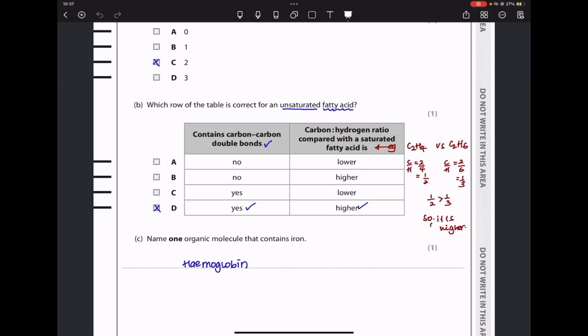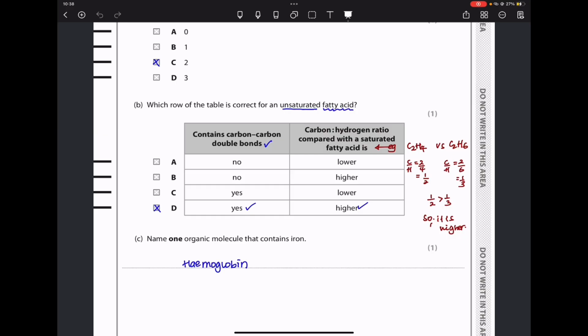Here they say which row of the table is correct for an unsaturated fatty acid. So the first part says contain carbon-carbon double bonds, that's true. And then the carbon to hydrogen ratio compared with a saturated fatty acid. Here I gave an example. If they're unsaturated, they will have a carbon-carbon double bond. I gave an example of this. And if they're saturated, there is no carbon-carbon double bond. And again, these examples are not necessarily fatty acids, but I used hydrocarbons to show you quite easily.